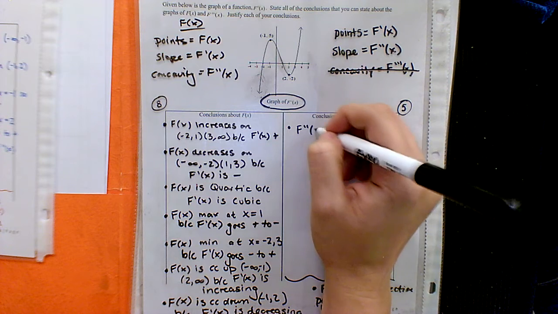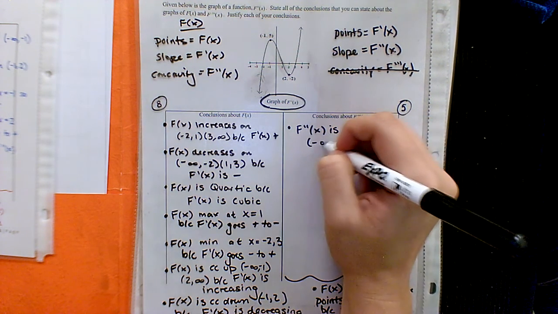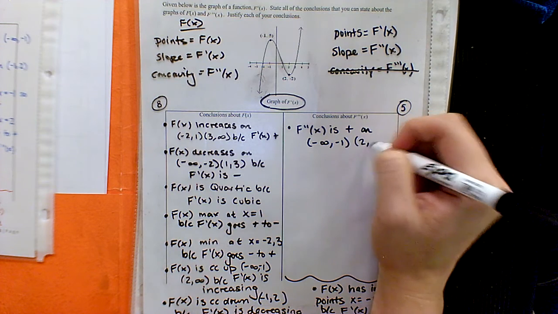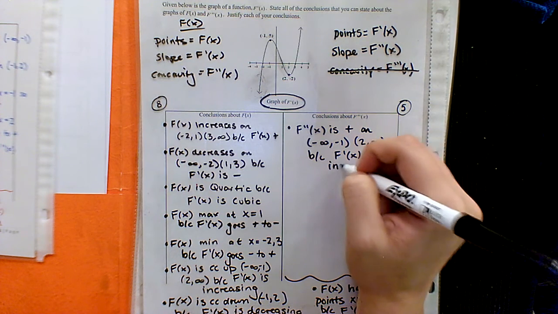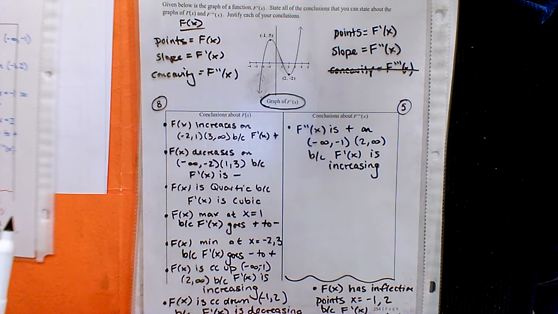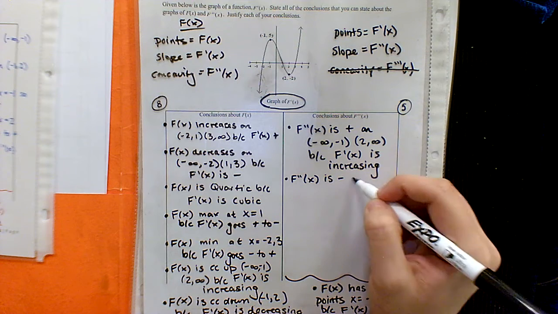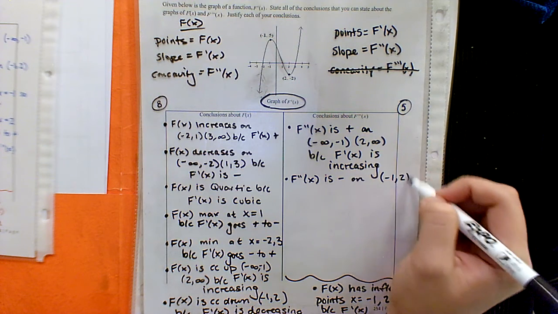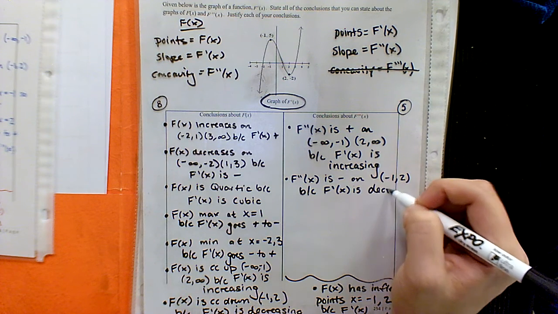Can we figure out where the second derivative is positive? Where the second derivative graph would be above the x-axis? Negative infinity to -1, and 2 onward, because f prime of x is increasing. All right, we'll do a similar one. The second derivative is negative on -1 to 2 because the first derivative is decreasing.